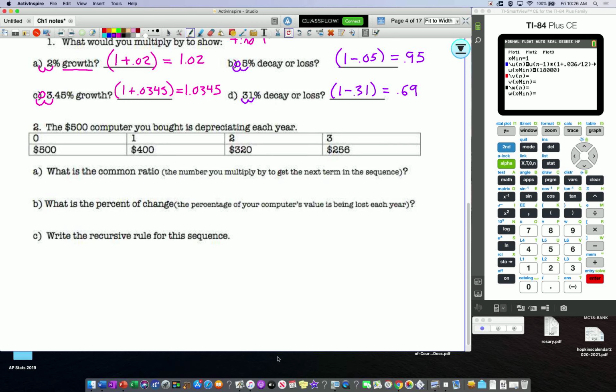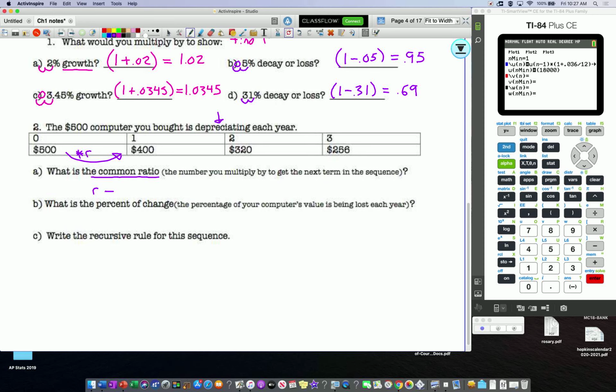Anyway, getting back to the problem here, you can see that it's depreciating, or going down in value, each and every year. We can actually see that visually. So the first thing here, it says find the common ratio, the number you multiply by to get the next term. So what we're trying to figure out is this R. What am I multiplying by that R value to go from 500 to 400?